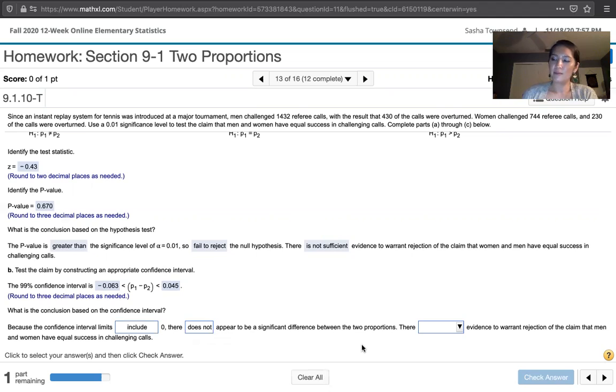Okay, so if P1 and P2 may be equal to each other, that means that we are failing to reject the null hypothesis. And the null hypothesis happens to be the original claim in this case. So we're failing to reject our original claim. So we're going to say there is not sufficient evidence to warrant rejection of the claim that men and women have equal success in challenging calls.